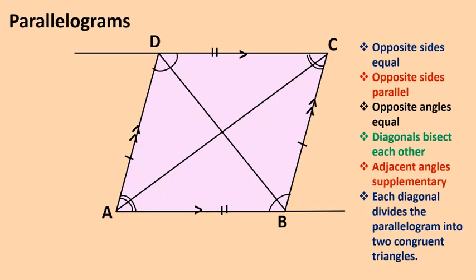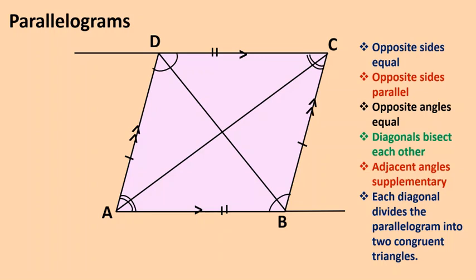So I have listed here some of the basic features of a parallelogram. The first one is opposite sides equal. So in this figure, as I already said, side AB is equal to side CD, side AD is equal to side BC.